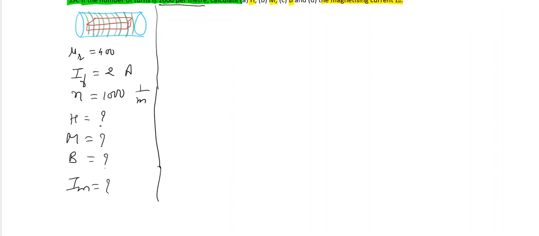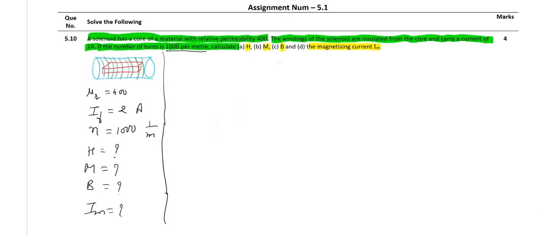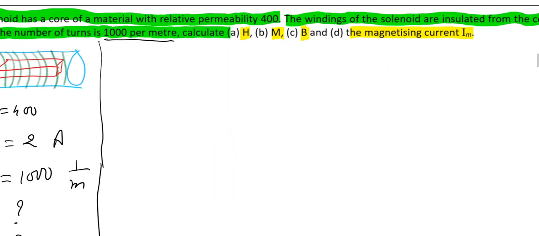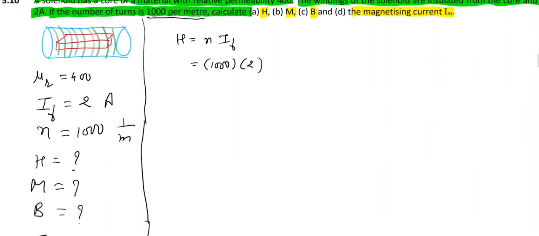So we'll start with H. If you remember the formula, H is n I_F. What is n? 1000 here. What is I_F? 2 ampere. Okay, so you should be able to calculate H. Once you have H calculated, instead of going for M, I think we can calculate B first.